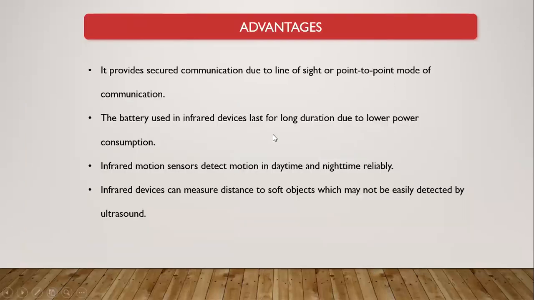Coming to the advantages and disadvantages of the IR sensor, the major disadvantage is that if the objects are dark objects, it is unable to reflect back. Reflection will not occur. That is the major disadvantage of the IR sensor, which we can overcome by using the ultrasonic sensor, which is also used for movement detection.